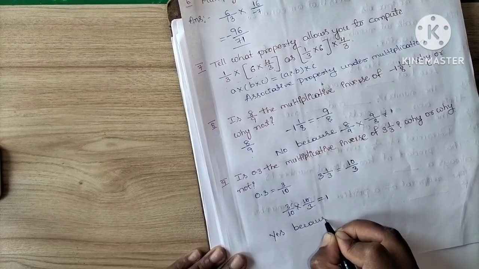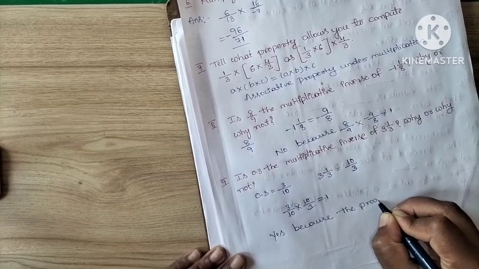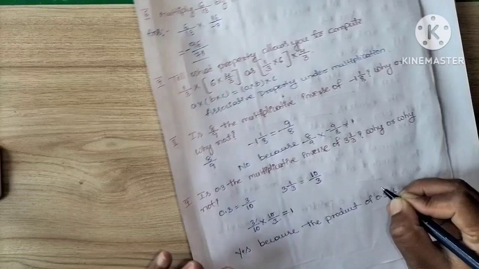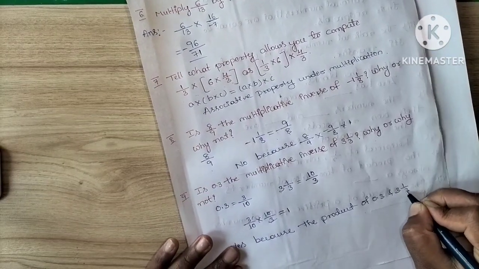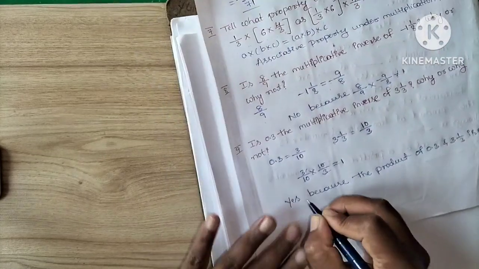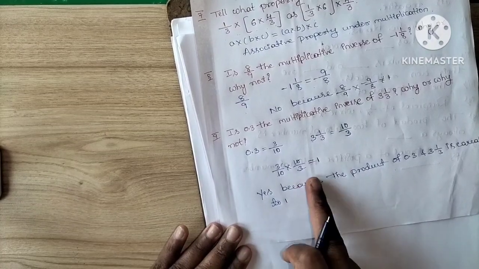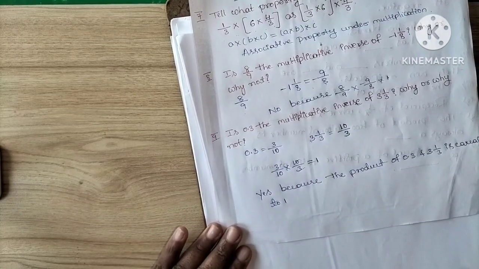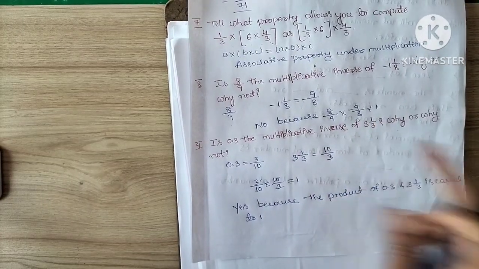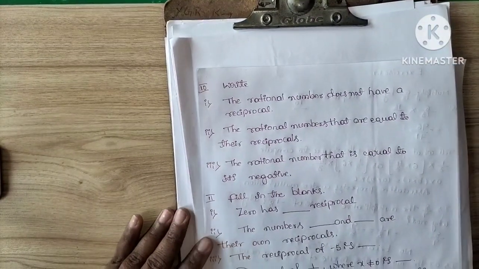Because the product of 0.3 and 3 1/3 is equal to 1. The product of these two fractions is equal to 1. That is why 0.3 is the multiplicative inverse of 3 1/3. Okay. Next we move on to the 10th question.